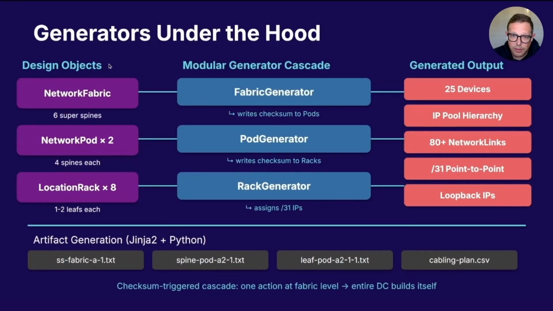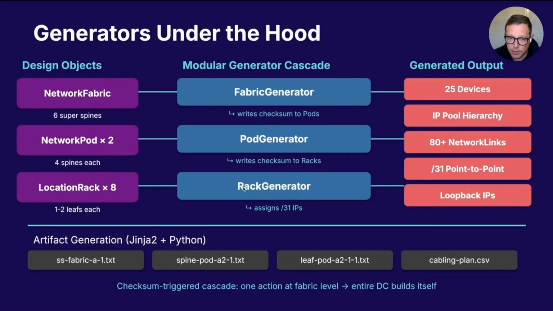In Infrahub, we use generators for this process. At a high level, we divided our high-level design into multiple layers, and each generator was responsible to implement a specific part of that design. So we had the fabric generator, which we started off manually, which in the end triggered the pod generator to run when it was done. And once the pod generator ran, we automatically triggered the rack generator to deploy their specific racks.